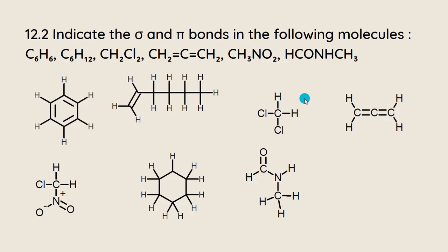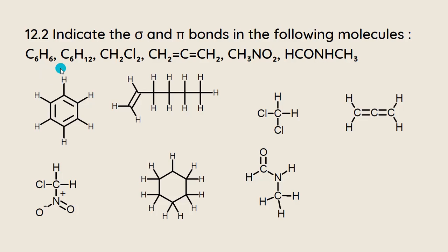Next, we need to indicate the sigma and the pi bonds. So sigma bonds are basically single bonds. Pi bonds, on the other hand, are double and triple bonds. So in a double bond, you have one pi bond and one sigma bond. So in this case, you have one sigma and one pi, whereas a triple bond will have two pi bonds and one sigma bond. So we need to indicate the sigma and the pi bonds.